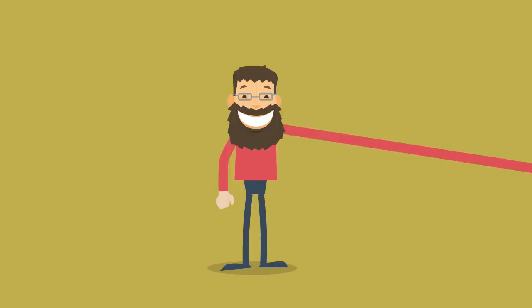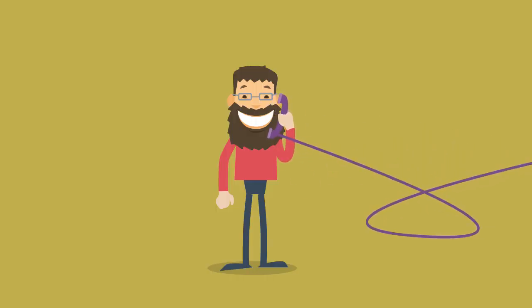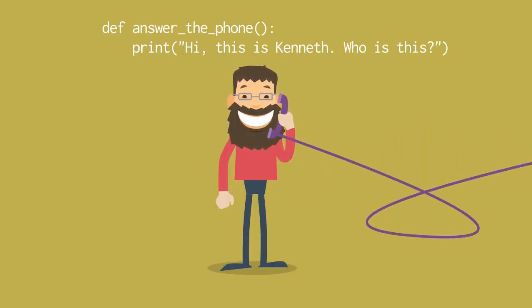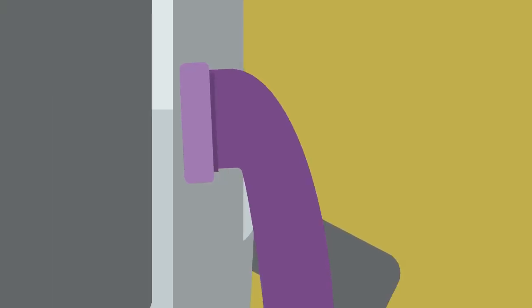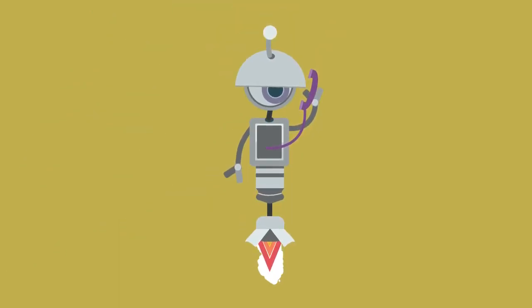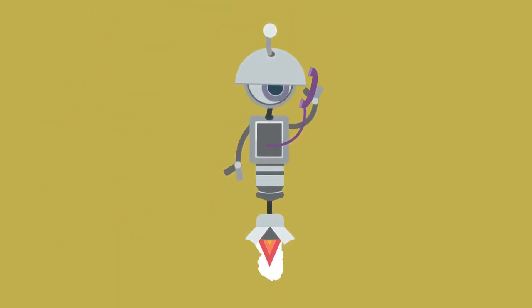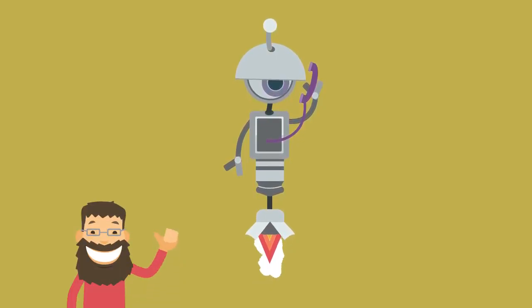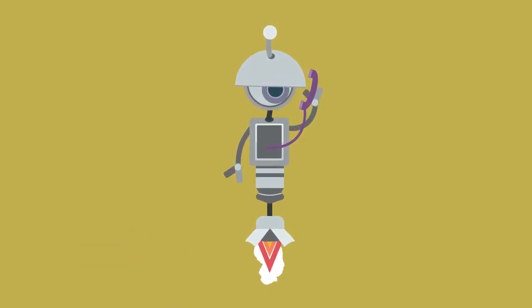Think about answering the phone. The phone rings and you answer it. You probably say something like, "Hi, this is Kenneth. Who is this?" Well, we could have an answer the phone function. And if we were a phone answering robot, every time our chest phone rang, we'd run this function to answer the phone correctly. Our programmer doesn't have to type those lines over and over again.